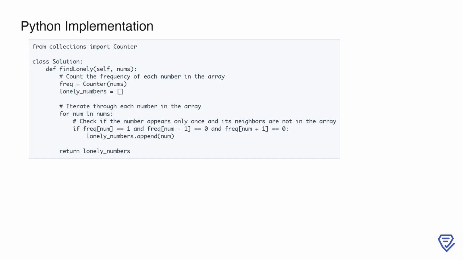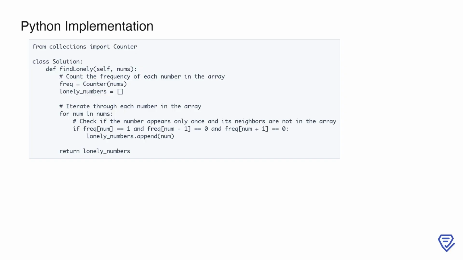The findLonely method iterates through each number in the array and applies two conditions to check if the number is lonely. 1. The number appears exactly once in the array: frequency[number] equals 1. 2. Neither its immediate predecessor, number minus 1, nor its immediate successor, number plus 1, exists in the array: frequency[number - 1] equals 0 and frequency[number + 1] equals 0. If both conditions are true, the number is added to the lonely_numbers list. Finally, the method returns the list of all lonely numbers.